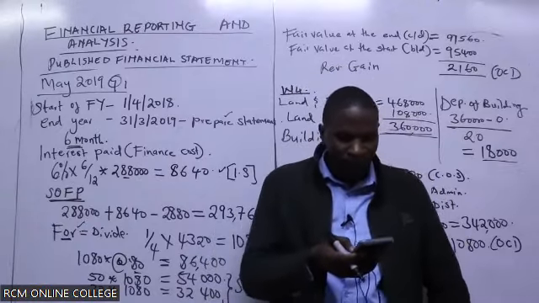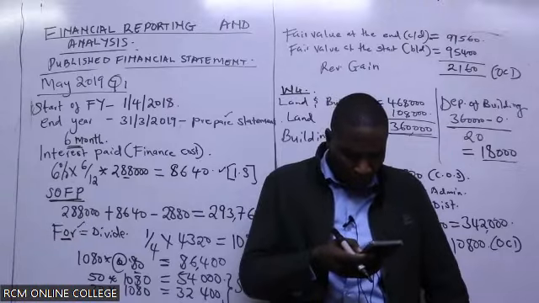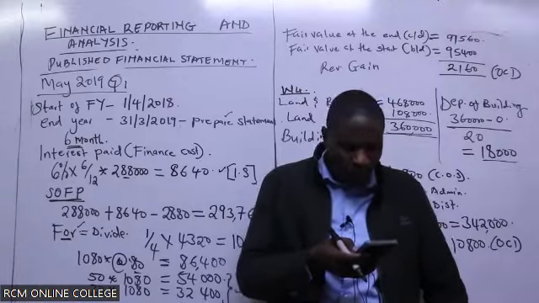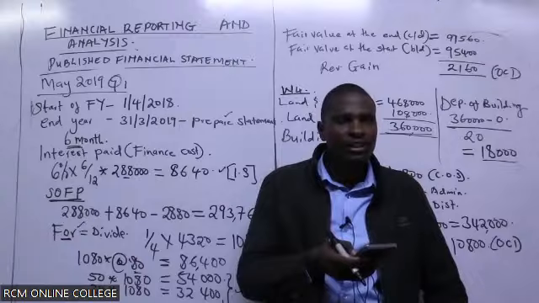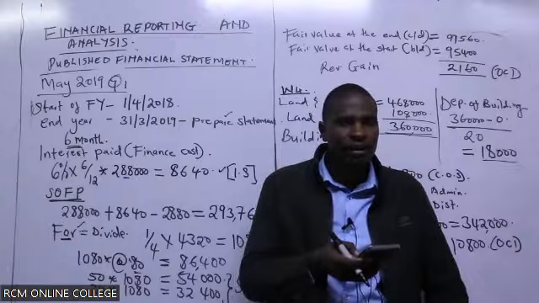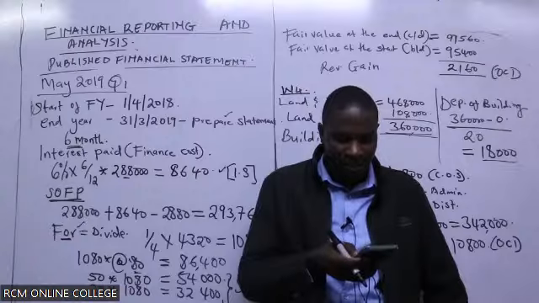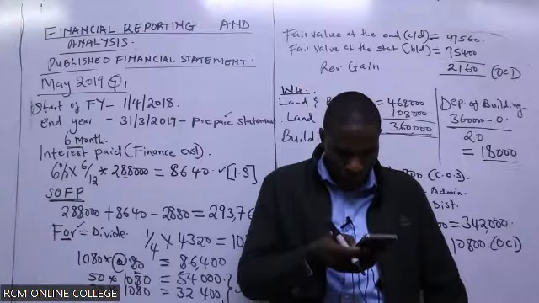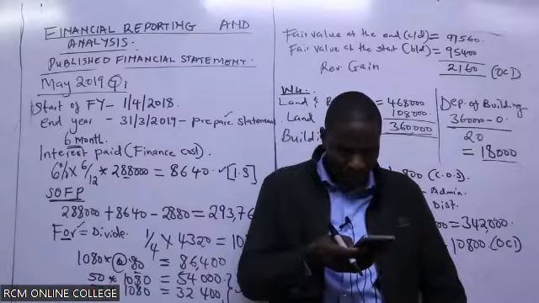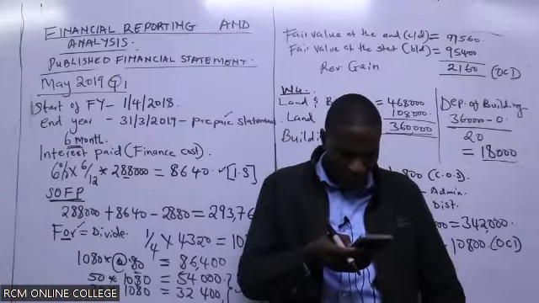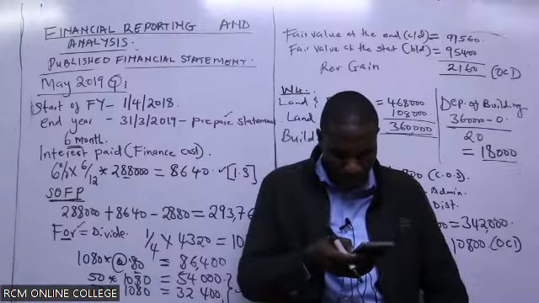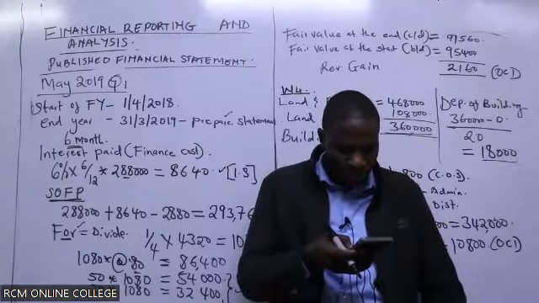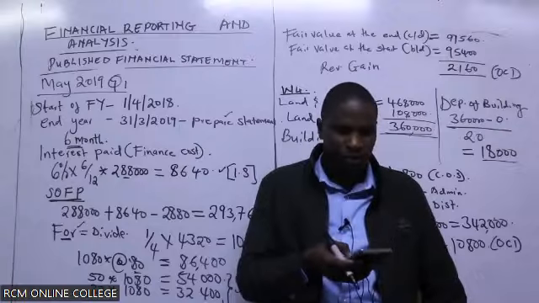We continue. The manufacture of the plant was completed on 30th of September 2018. And the plant was brought into immediate use, but its cost has not yet been capitalized. Our plant is depreciated at a rate of 12.5% per annum, time apportioned where relevant, using the reducing balance method and charged to the cost of sale.